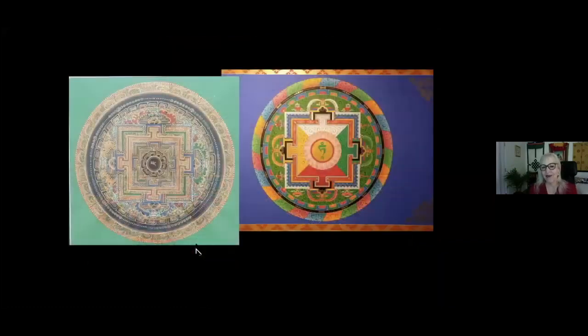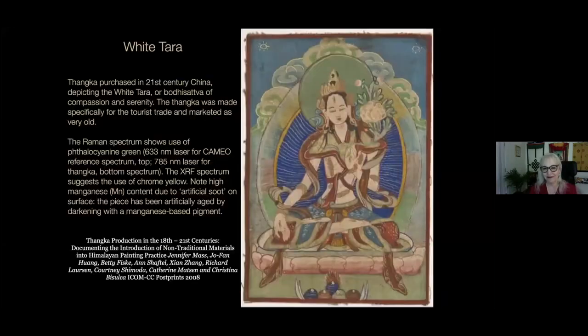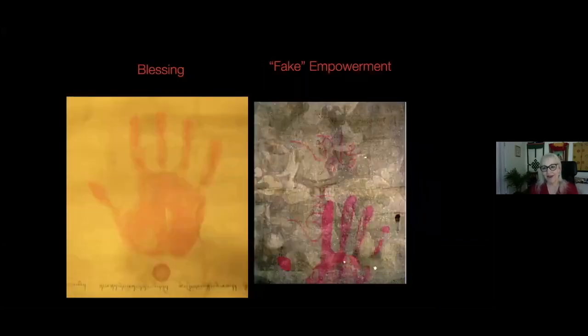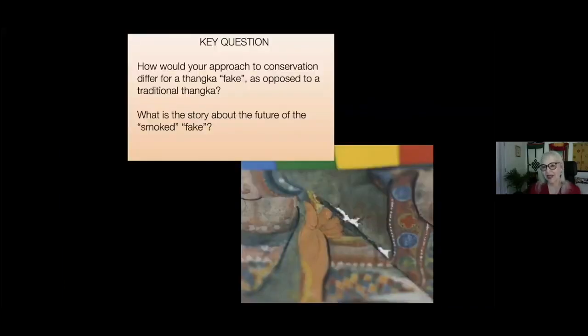On the left, someone paid $2,000 for this. It has no iconography. On the right, it's an honest contemporary mandala. I'll tell you the story another time, but it's quite interesting. The most insulting thing is a fake empowerment. This is a key question. If you were in charge of preserving a fake, would you approach it differently if you found out it was a fake than if you knew that it was a blessed empowered object?